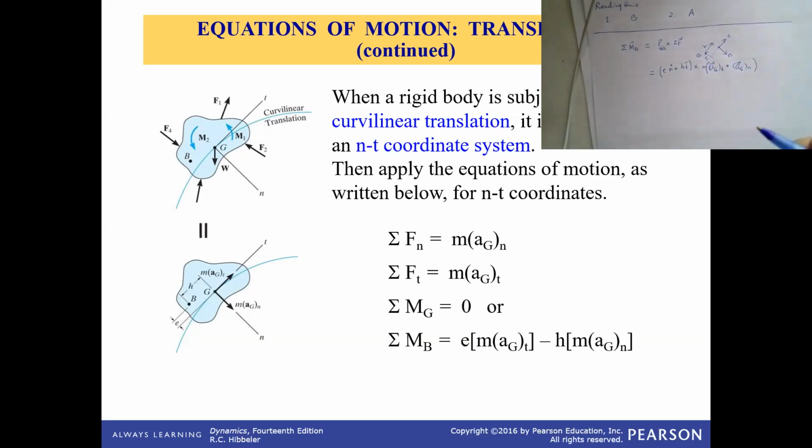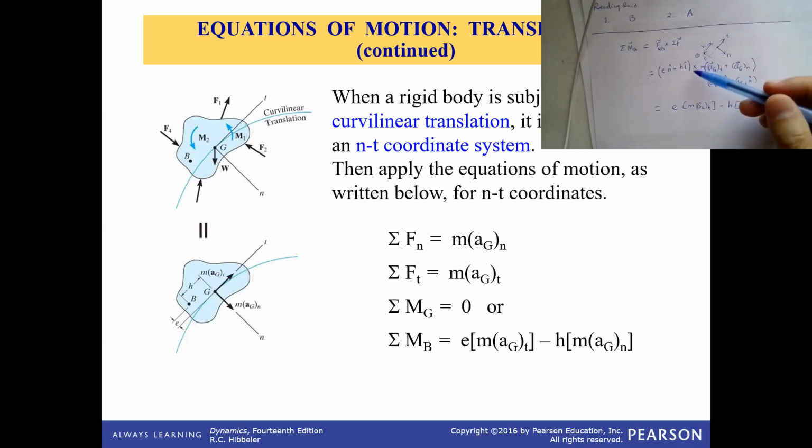Let's do it that way. So then this is a_G sub T in the T direction plus a_G sub T in the normal direction. If you do the cross product here, this is what this is about. It turns out to be E times m a_G in the tangential direction minus h m a_G in the normal direction.